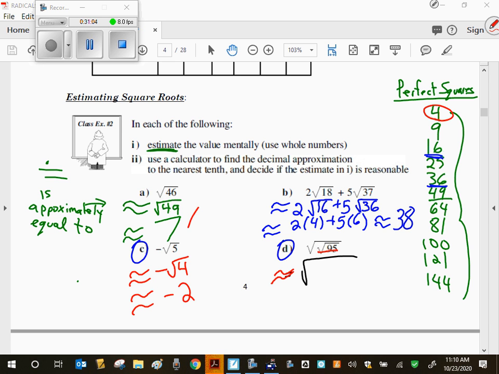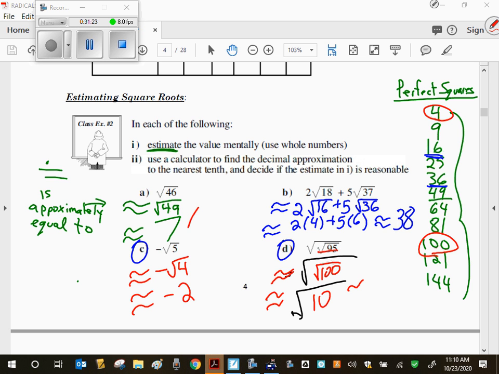95 is closest to what number? 100. So that red one becomes square root of 100. And that's approximately equal to, go to my black one again. And now let's do, what's square root of 100, everybody? 10. Now we got to do it again.